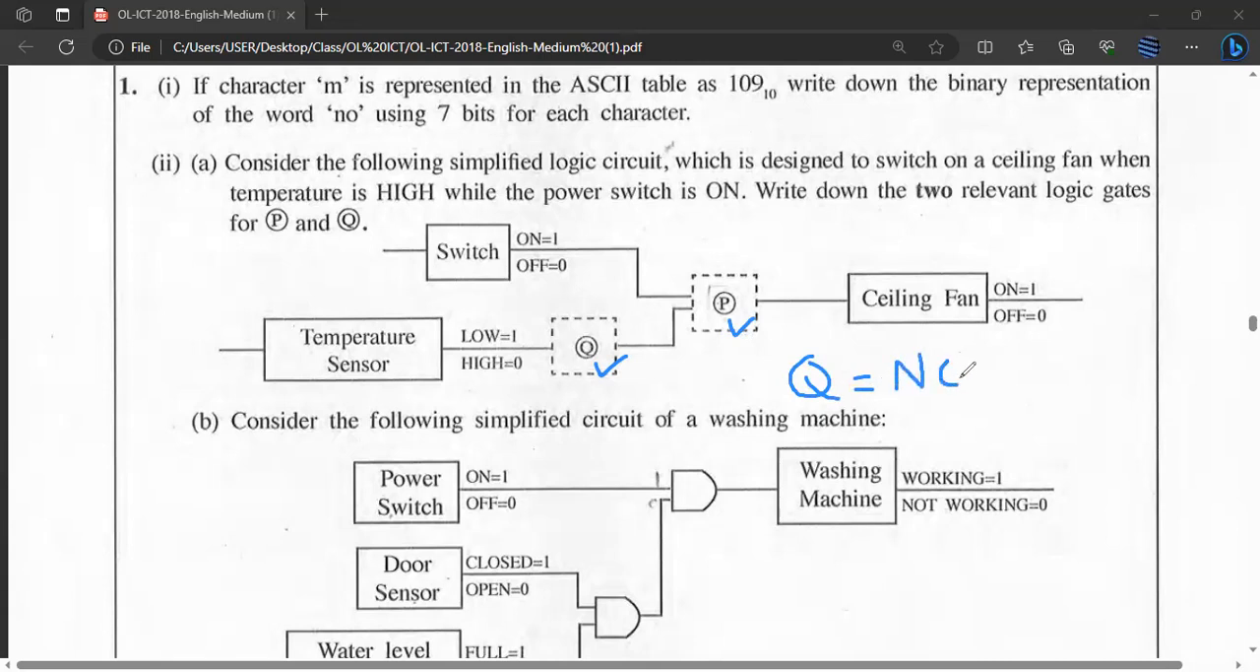Why a NOT gate? Because high must be 1, but here they are saying 0. Therefore, you need to convert it into the opposite. So Q must be a NOT gate. Then, if both the conditions are met, that means the temperature is high and the switch is on, only then will the ceiling fan get switched on. Therefore, P must be what gate? P must be an AND gate. So simple logic has been tested.